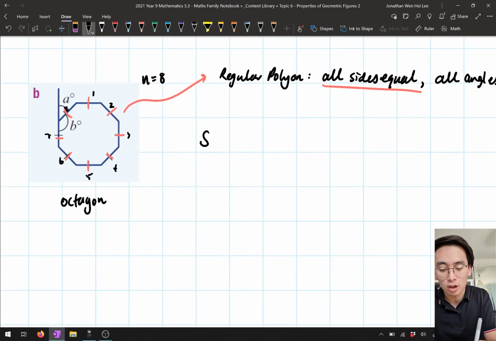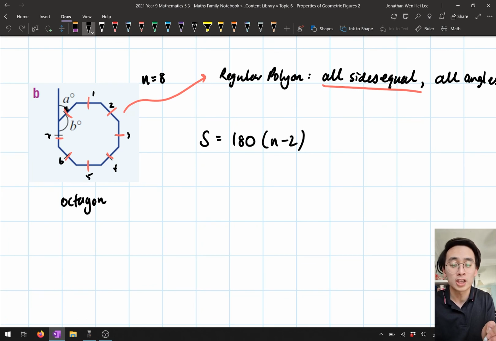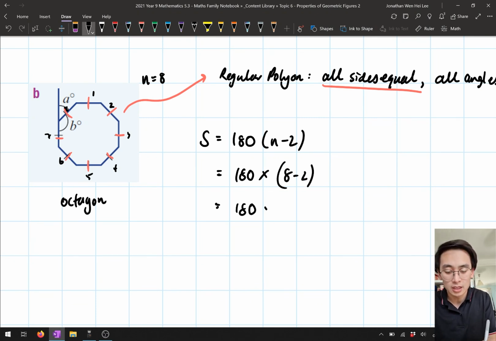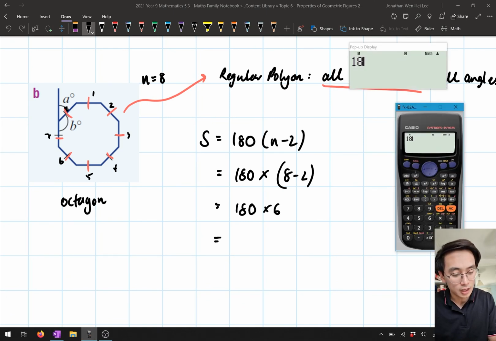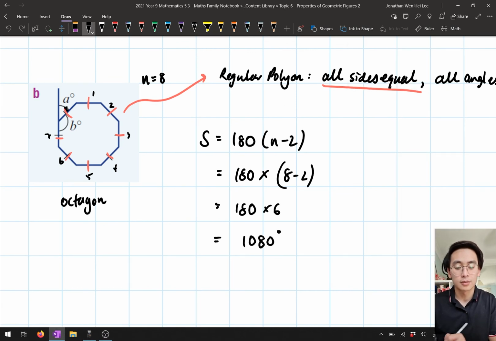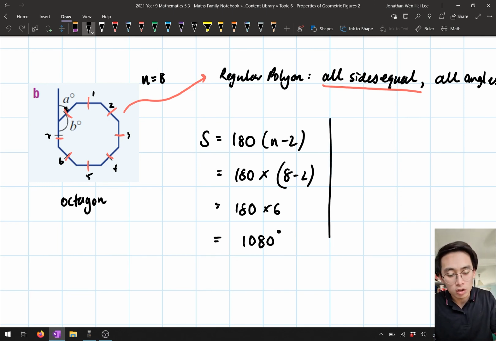Firstly, I need to find the angle sum of my octagon. So I'm going to use this formula, 180 times n minus 2. So it's going to be 180 times 8 minus 2. 8 minus 2 is just 6, so this is 180 times 6, which I believe will give you, let's put this in our calculator, 1080 degrees. Okay, so that tells me that when I add up all the angles inside my octagon, it's going to equal 1080 degrees.